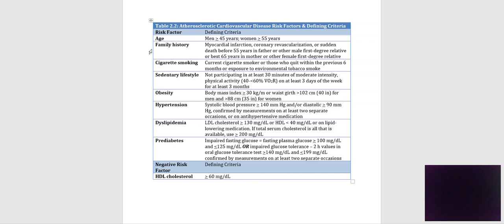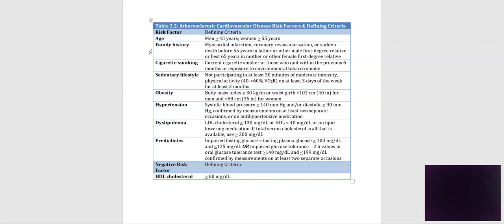So you take down the family history of your client and you ask them one simple question: has anybody in your family had a heart attack, or had heart surgery, or suddenly died before 55 in men or 65 in women? If they answer yes to any of those criteria, then that's considered one risk factor for the patient.